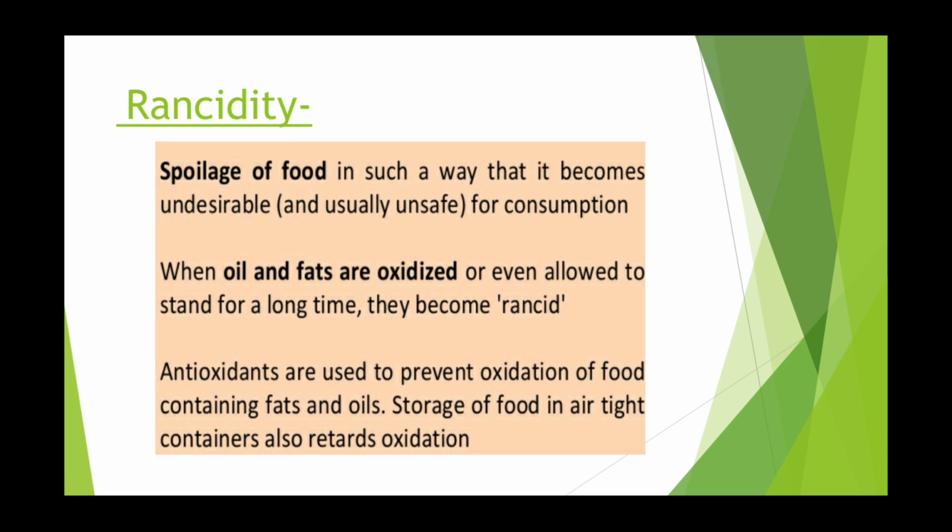Now, how can it be prevented? It can be prevented by using antioxidants. Antioxidants are used to prevent oxidation of food containing fats and oils. Storage of food in an airtight container can also retard the process of oxidation. That is, it can prevent the spoilage of the food.